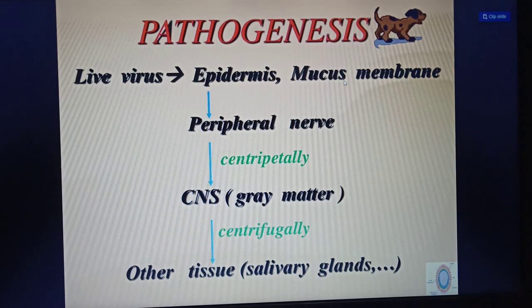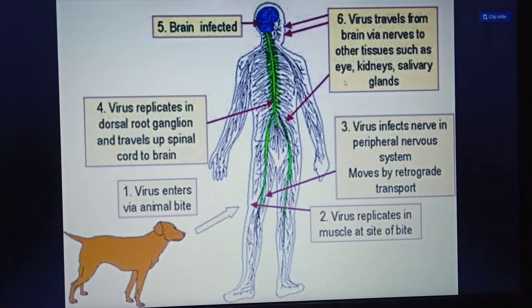So the live virus is going to spread through the mucous membrane whenever the dog bites, right? It is first going to affect our peripheral nervous system, and later it is going to spread to our central nervous system, and our tissues and cells are going to be damaged continuously. So see here, various systems. Okay, the brain is infected, and from there it travels.